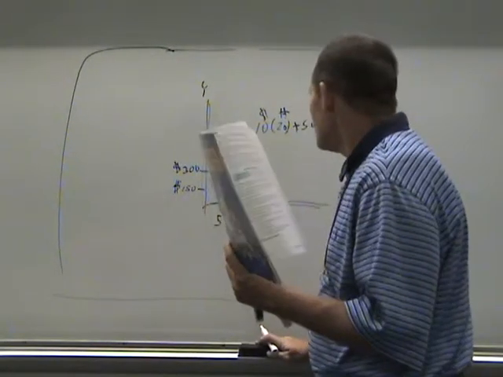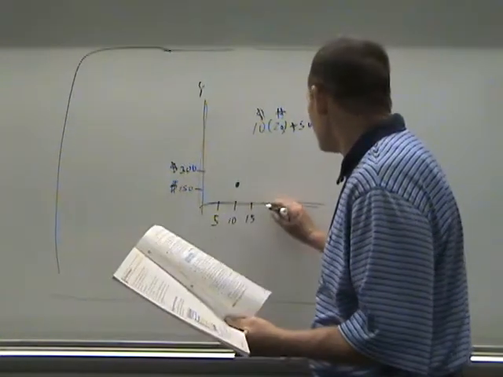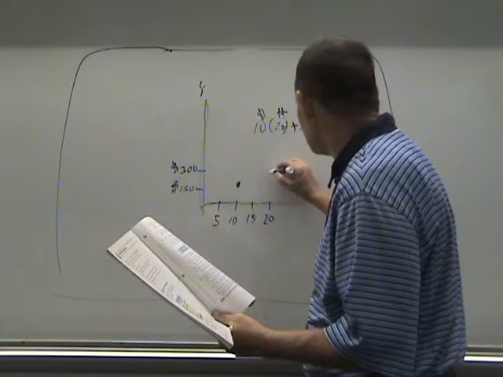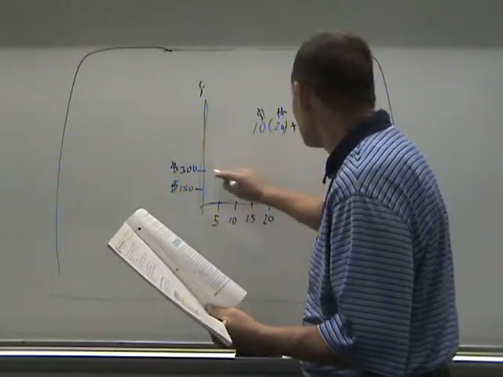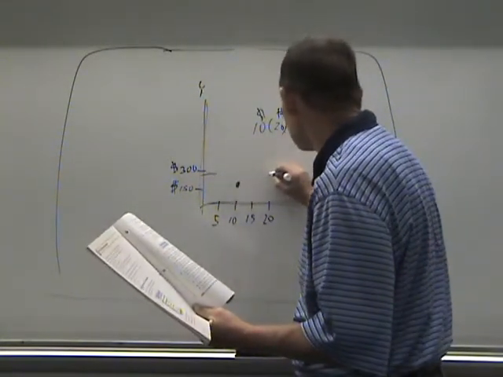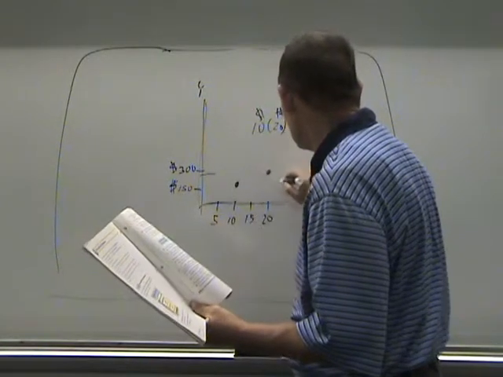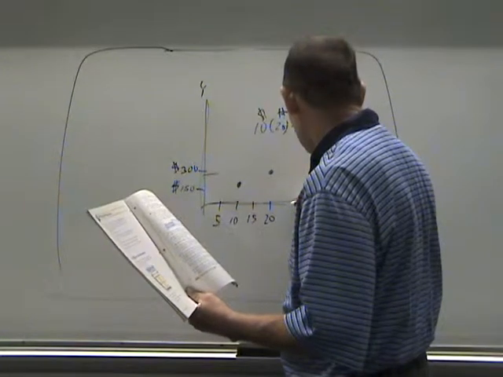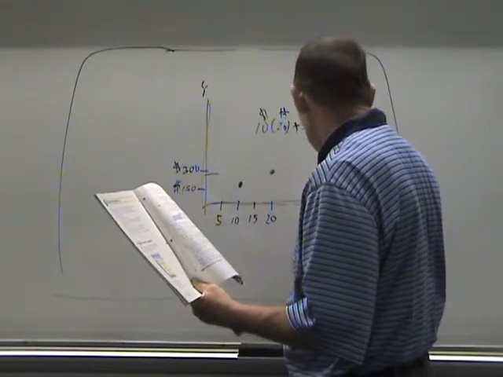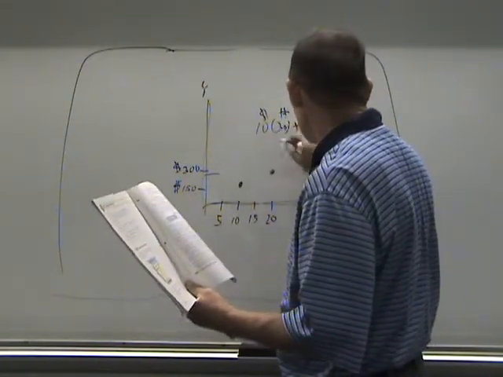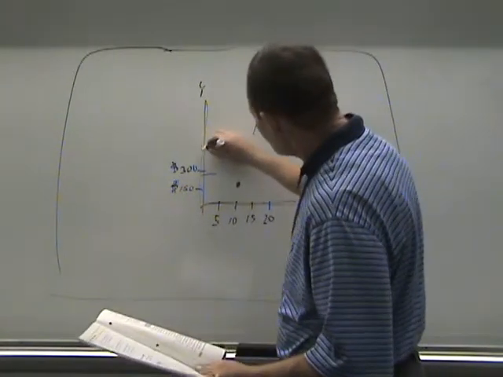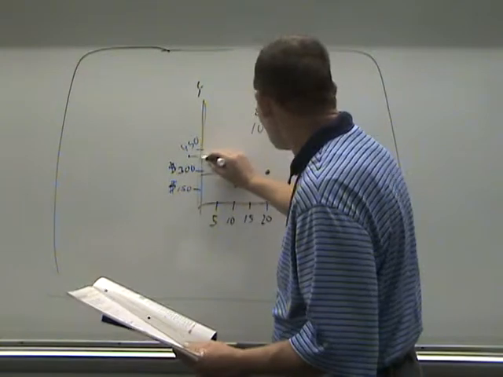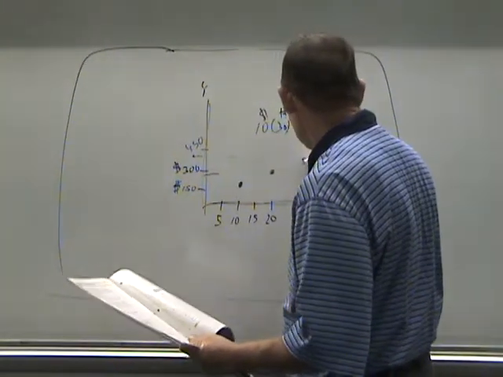Mm-hmm. And if 20 people go, it will be 250, it will be 200, so it's a little bit below this, you see. And if 30 people go, how much will it cost? 350. 350, so since this is 450, it's somewhere around here, and we'll plot it up here.